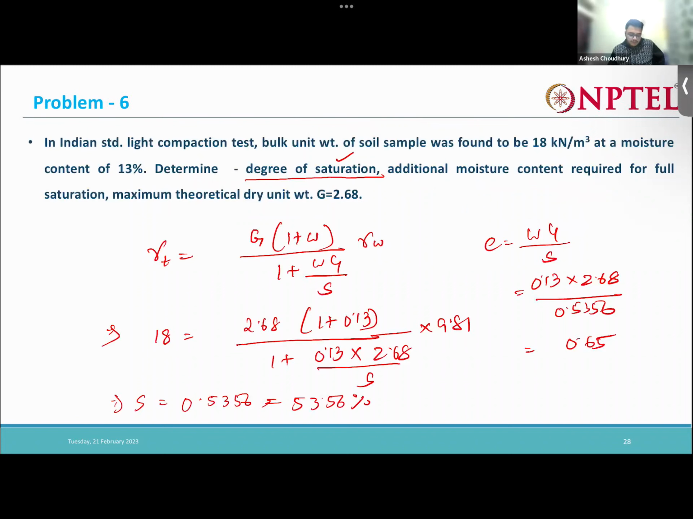So initially we found the degree of saturation for our soil, and also the void ratio at this state. Now remember that for a given compactive effort, for one kind of test where the compactive effort remains the same, the void ratio is always the same. Void ratio is not changing.